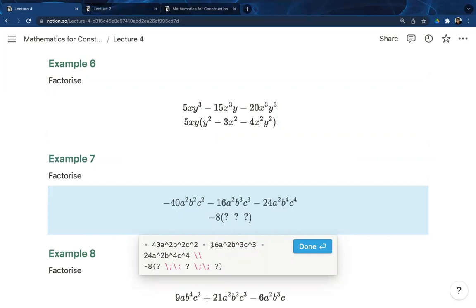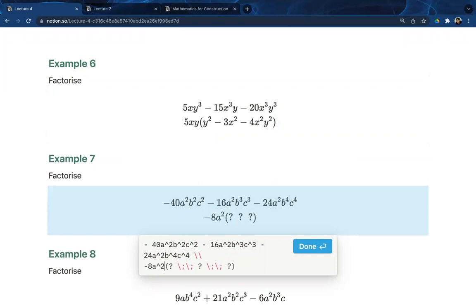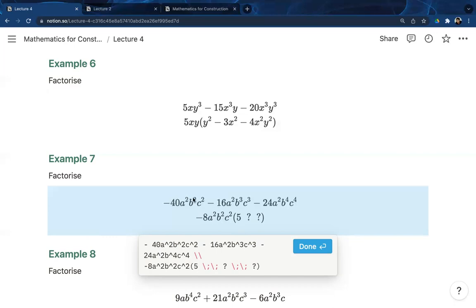A is common. What's the lowest power of A? 2. B is common, lowest power is 2. C is common, lowest power is 2. All right. Negative 8 by positive 5 is negative 40. I don't need any A's. I have an A squared, I have a B squared, I have a C squared. Oh, so it's just 5.